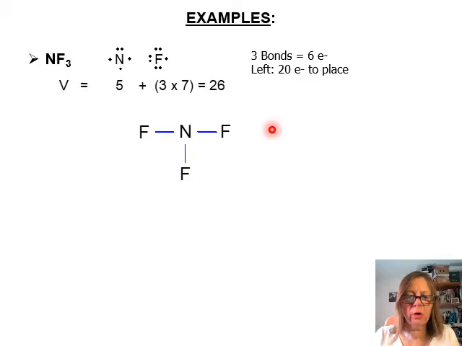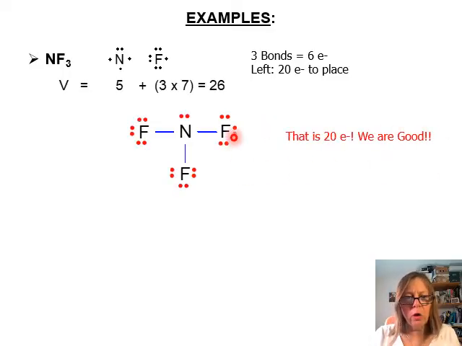The most electronegative elements are the fluorine, so we put 6 electrons around each of the fluorine, and then we have 1 lone pair that we can put on the nitrogen. We have placed all of our electrons, so we are good. The octet rule is followed. Nitrogen here has 2, 4, 6, 8 electrons.